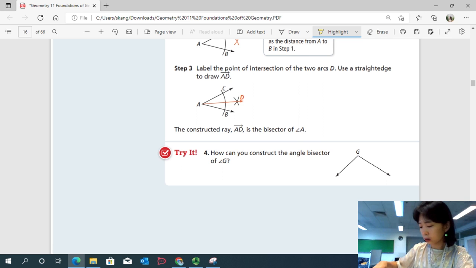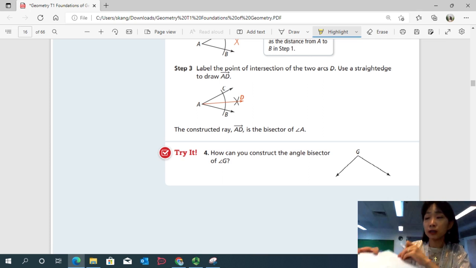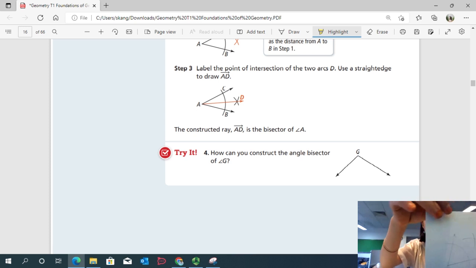You draw an arc from point G so that it intersects both of your rays. And then you will have two intersection points. And then you can draw the same arc, or you can move your arc setting. But from one intersection point, you're going to draw an arc inside your angle. And then from another intersection point, you're going to draw, with the same setting, another arc in the interior of your angle. So this is your next step.